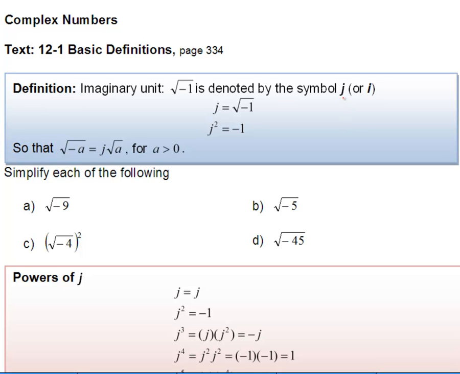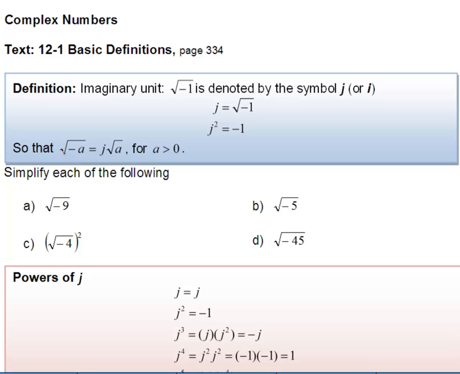We try to use j here because i would be current from electrical applications, which is a common place we do use complex numbers. So we'll try to stick with j. So j is equal to the square root of -1. And if you square it, then j squared would be -1. And that'll become important very shortly.